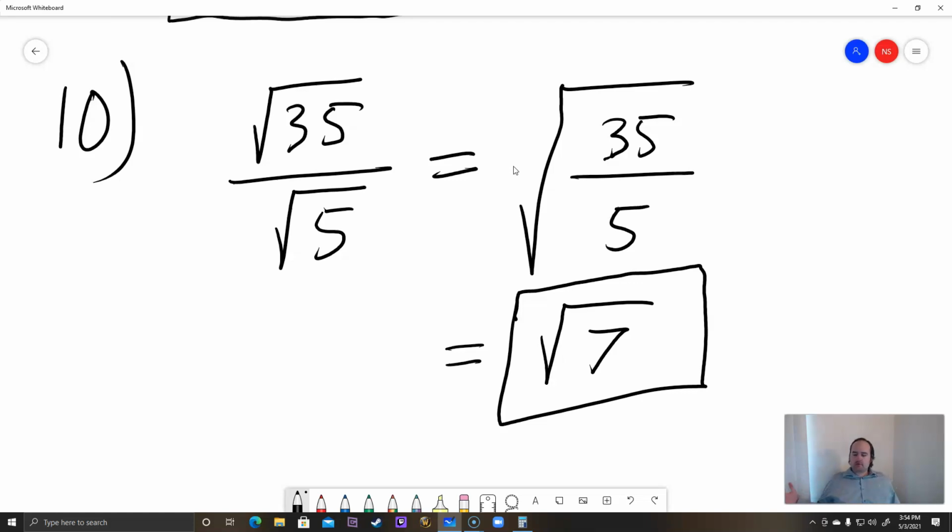Even though this one's towards the end of your homework, it's actually a really easy problem if you know the trick. Okay, so that's the whole thing.